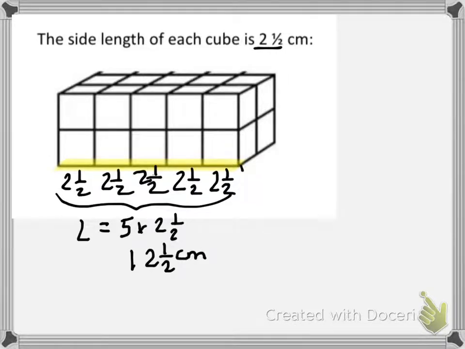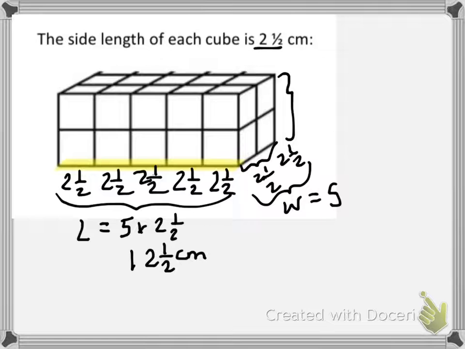The width here on the side, we have 2.5, and that should be a half, not a third, and another 2.5. That means the width would be 5. 2.5 plus 2.5 is 5. And actually it would be the same thing for the height here because there are 2 blocks. Each of those are 2.5. And so when we add them together, the height would be 5.